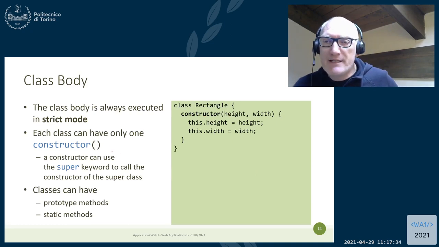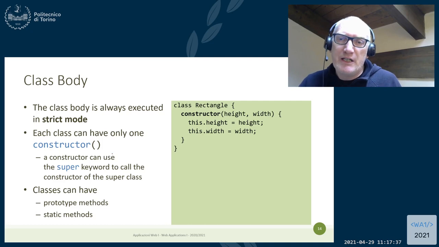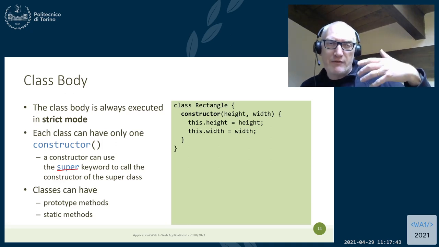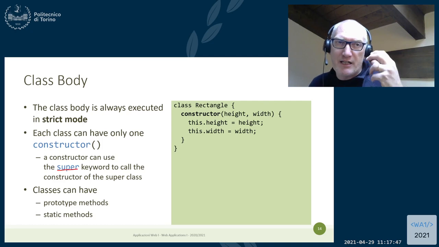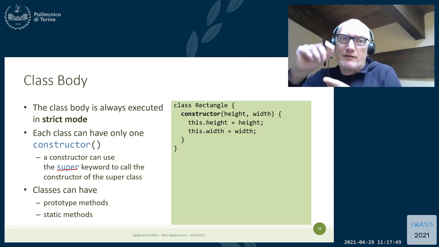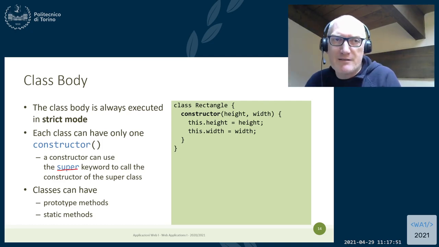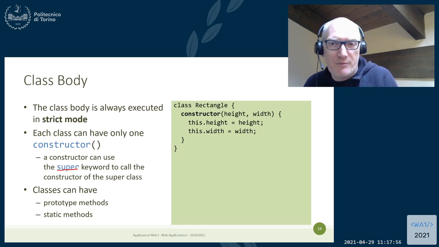And of course in the body of the class we may have one method called constructor. If we want, the method constructor knows about the class, the superclass. So if a class is inherited, extends another class, the keyword super points to the mother class, to the upper class, and so we may call the super.constructor if you want.